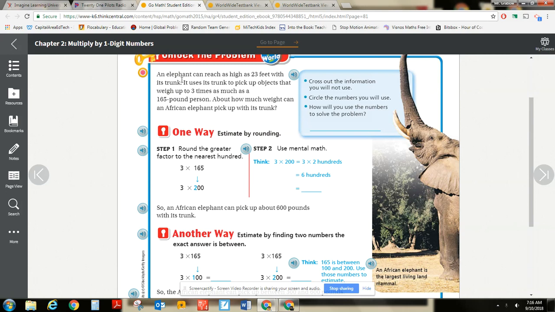The problem I want to start off with is about elephants. An elephant can reach as high as 23 feet with its trunk. It uses its trunk to pick up objects that weigh up to 3 times as much as a 165-pound person. About how much weight can an African elephant pick up with its trunk? So right here you'll see that the book's kind of given us some hints of what we need to do. The first step is to cross out the information that you're not going to use.